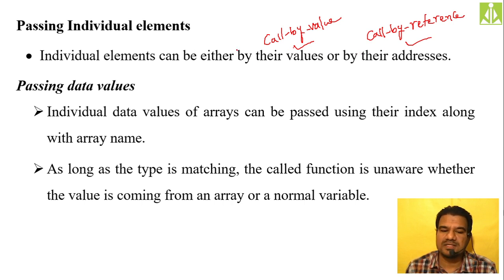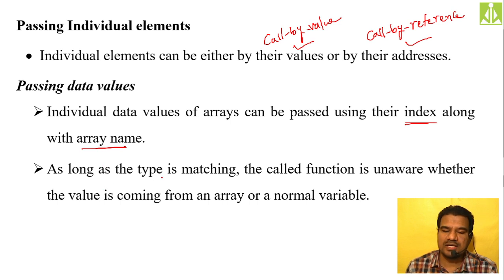Okay, how we can pass the individual values, that is nothing but call by value mechanism with reference to arrays, and how we can pass the addresses of the individual elements, that is nothing but call by reference mechanism. Passing data values, what we have to do is make use of the index. When we are passing individual values from the array, we have to make use of the index of those values. Along with the array name, we have to take the indexes of the individual elements so that they will get passed to the function.